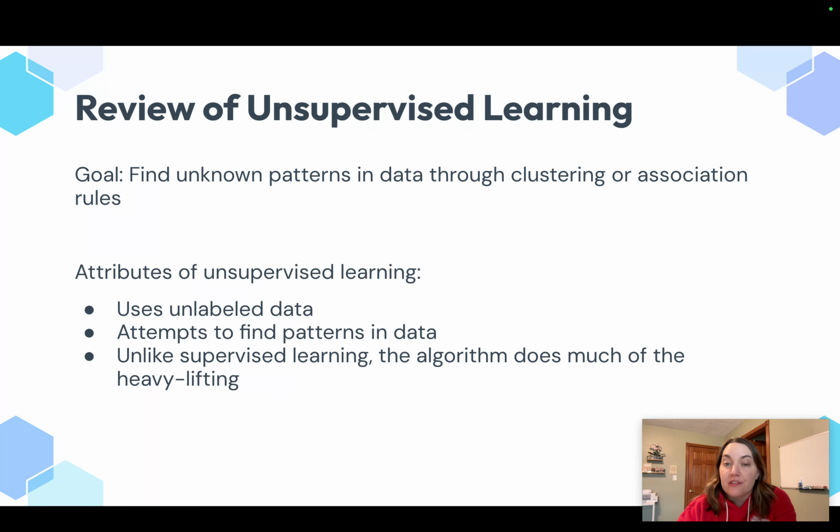It attempts to find patterns in data. And by attempts, I mean it definitely will find something, even if it's not a good pattern. It's going to find something. And unlike supervised learning, the algorithm does much of the heavy lifting. There's not a lot of retraining and tweaking and parameter changing. Once it's done, it's done. The only real tweaking there is changing the K of K means, so how many clusters should you have, and then changing some of your data, so getting your data ready for the algorithm, and then the interpretation piece is where you're really, really needed. But since it's unsupervised, you're not doing a lot of the heavy lifting right there in the middle.